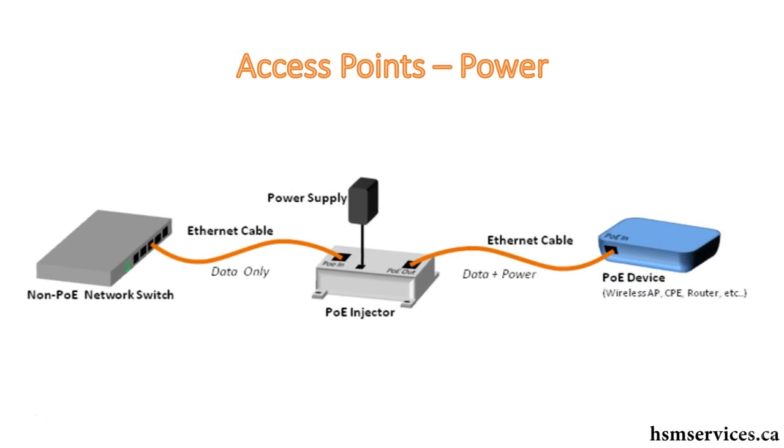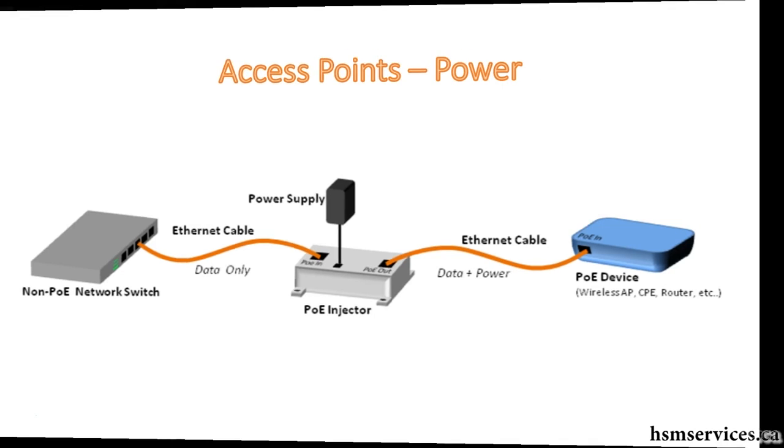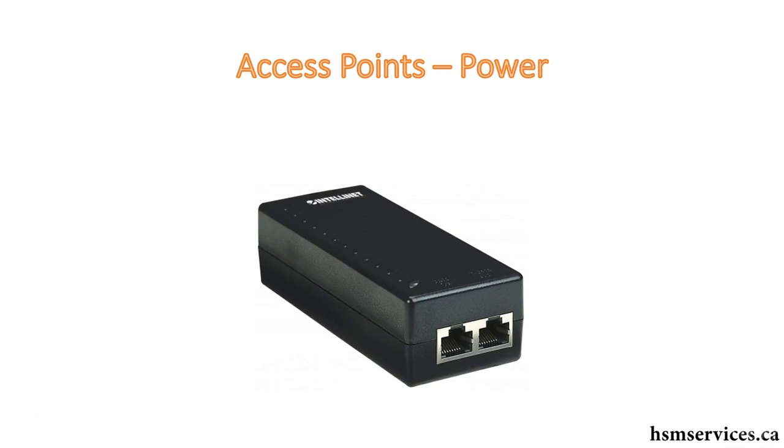So, well, about the same. So, yeah, this is basically it. On the left we have our switch with our Ethernet, and we add the injector, and now we have an injector with data, and now it's going to our AP or whatever it is. And they kind of look like this, a lot of them. I'm sure you've seen them. On the left we get data in, on the right we get data out and power out.